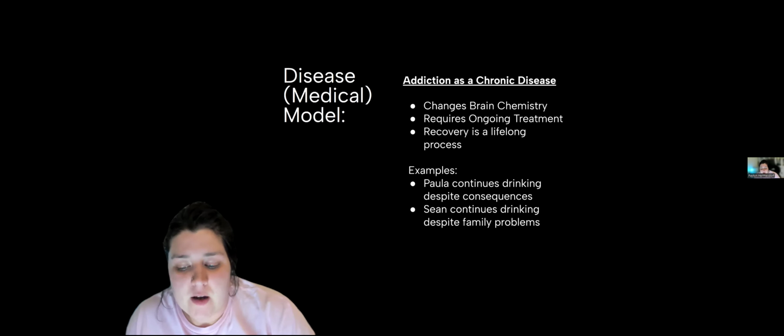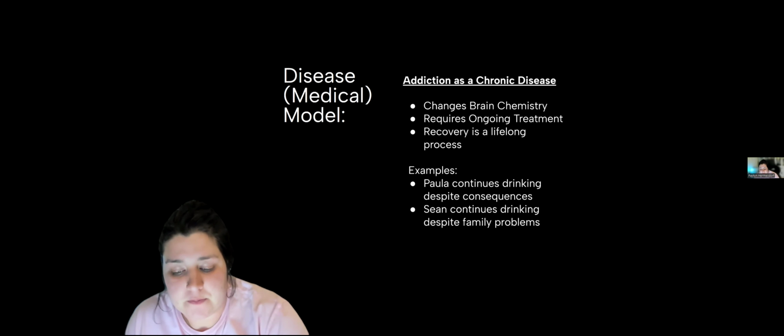One theory that helps explain this disease is the disease or medical model of addiction. This model views addiction as a chronic disease that affects brain chemistry and requires ongoing treatment and support. Both Paula and Sean continue drinking despite significant negative consequences. Their alcohol use affects relationships, parenting, emotional functioning, and daily responsibilities. This model helps us understand addiction as more than simply a lack of willpower.